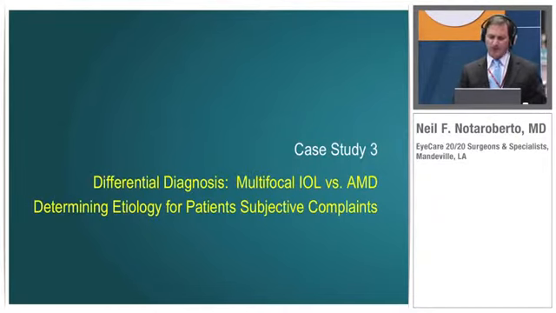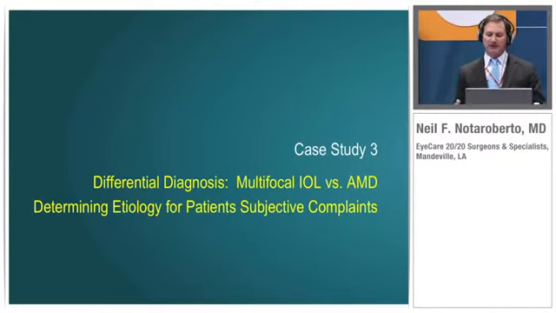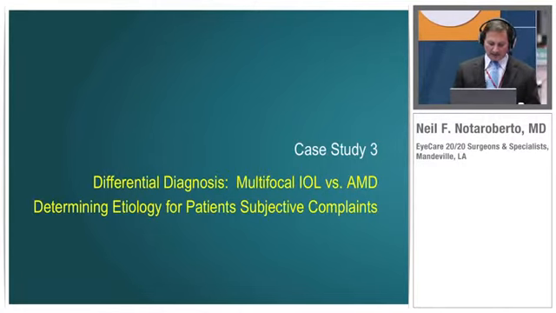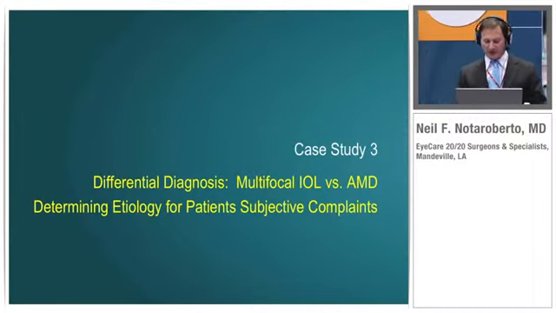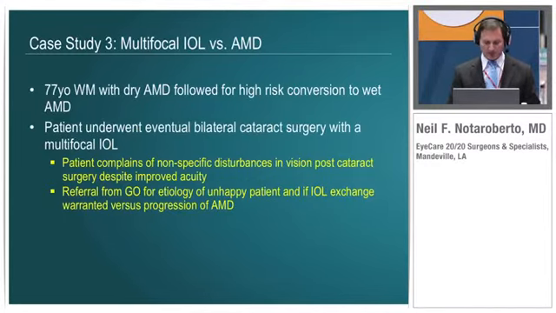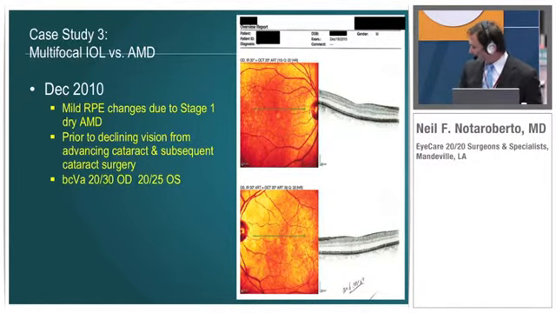The next case was another consult. The patient had simultaneous multifocal intraocular lens implant with a history of AMD. The patient had subjective complaints after a successful cataract surgery. They had a history of stage 1 dry AMD. The patient was followed by us for high-risk conversion to wet AMD due to genetic testing. You can see here the patient had mild dry AMD changes and pretty good acuity early on.